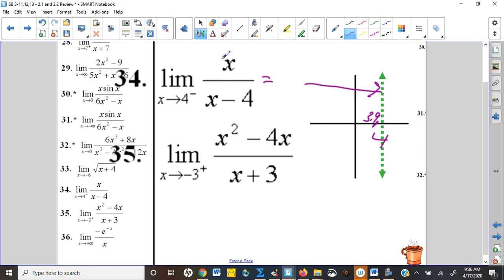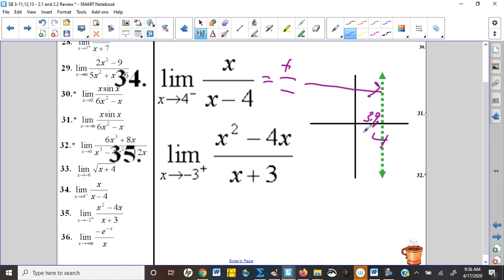So when I put a 3.9 in the top, it's a positive number. When I put a 3.9 in the bottom, 3.9 minus 4, right? That's going to give me a negative 0.1, but we don't care about what it is. It's just negative. A positive divided by a negative is negative.